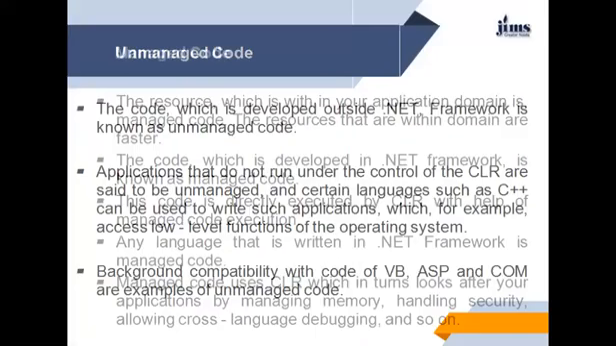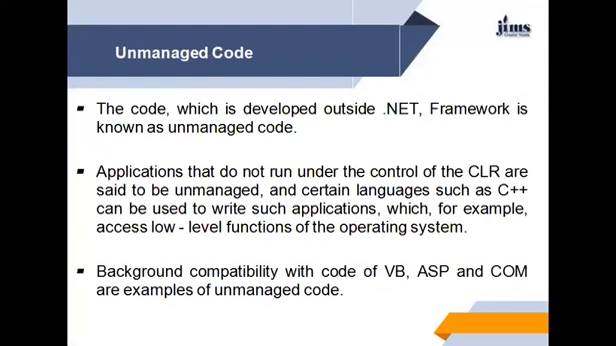What is unmanaged code? The code which is developed outside .NET framework is known as unmanaged code. Applications that do not run under the control of the CLR are said to be unmanaged, and certain languages such as C++ can be used to write such applications, which, for example, access low-level functions of the operating system. Backward compatibility with code of VB, ASP, and COM are examples of unmanaged code.